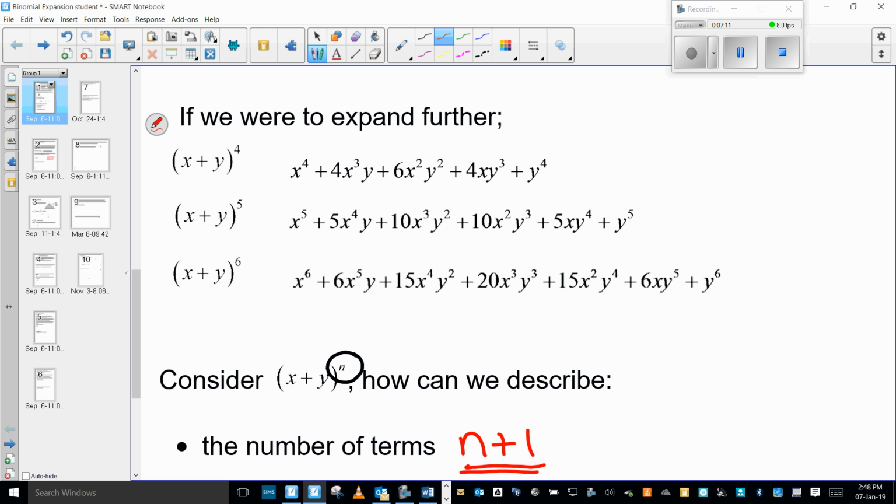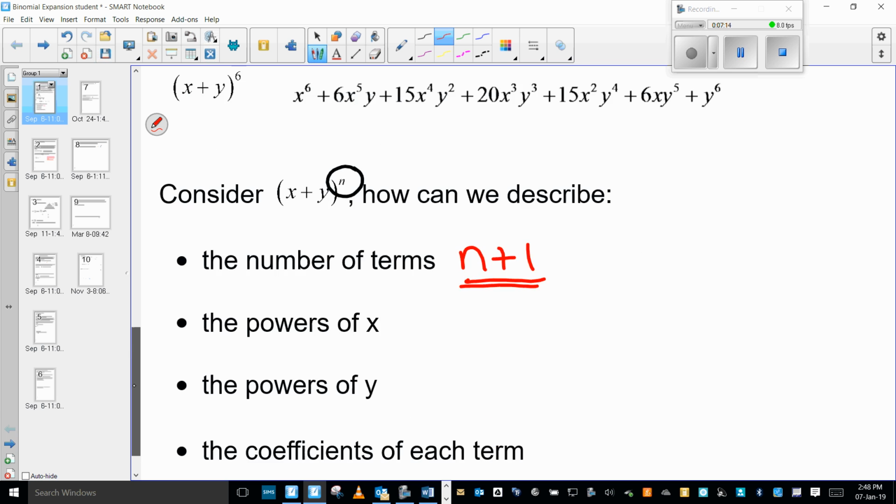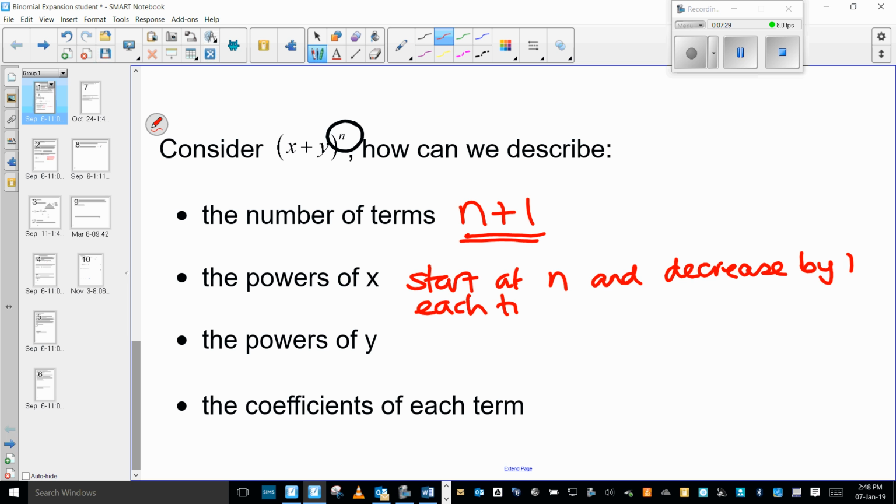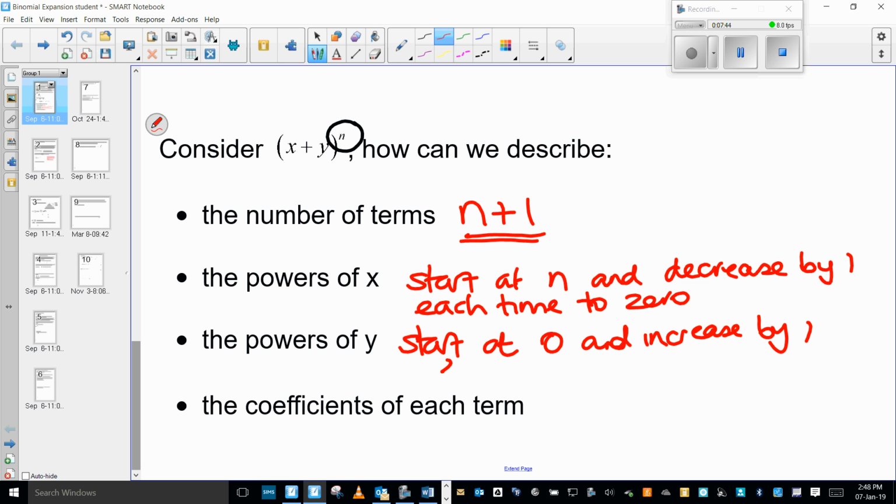The n. Yup. Okay, so if we were to describe it here, remember we're describing the powers of x: they start at n and decrease by 1 each time to 0. And the powers of y start at 0 and increase by 1 each time to n.